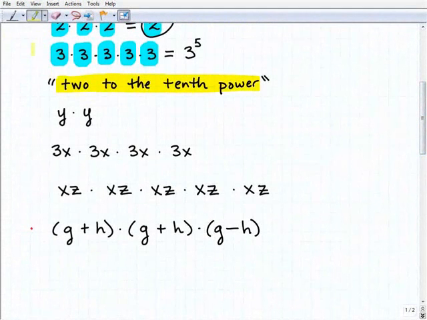All right, 2 to the 10th power. So now I have a verbal phrase. What does that mean? Well, it's 2 to the 10th power.